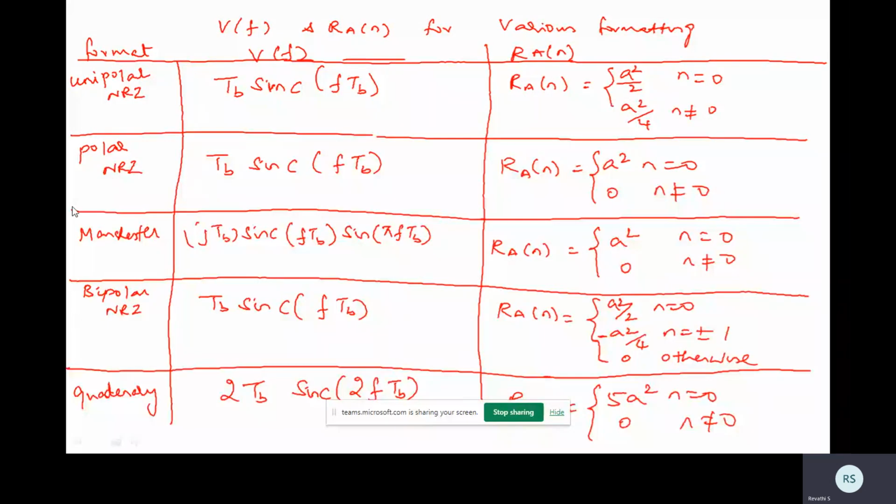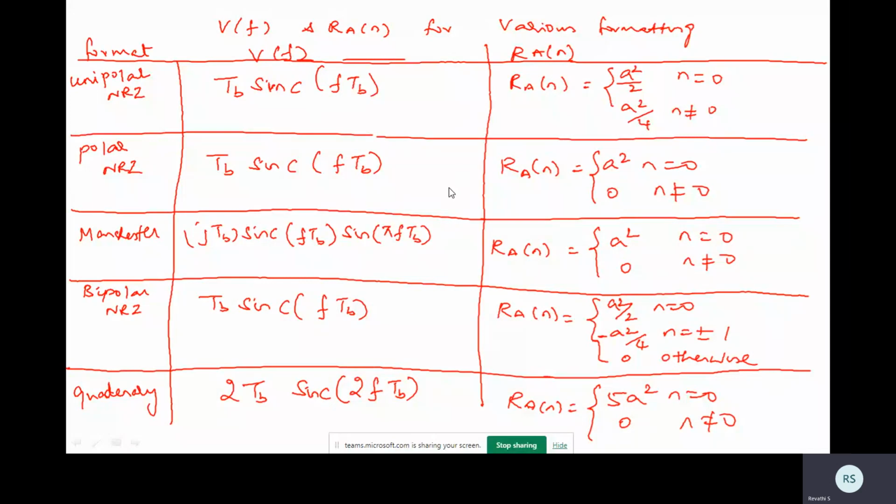So I have summarized that here in this table. You can see this table. This table will give you the summary of whatever derivations we have done in the previous video lecture and in the classroom session. You can see V of f for unipolar, polar and bipolar are one and the same, and RA of n for polar and Manchester are the same. This derivation we completed in the previous video lecture, and it is summarized here.